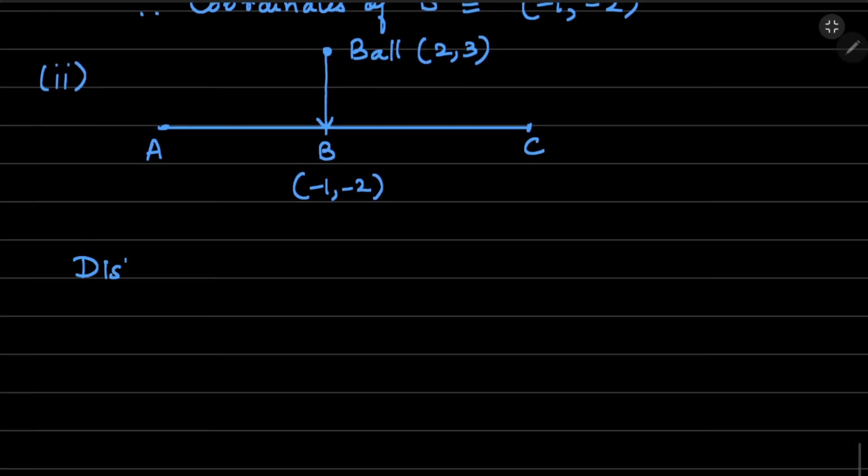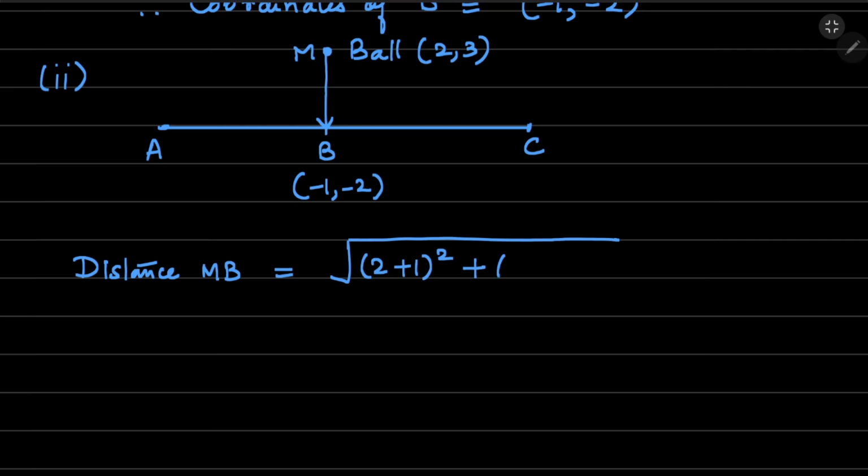So the distance, let this point be, say, M. The distance M to B, that is the distance between the ball and the point B, will be equal to root of x2 minus x1. So you have got 2 minus of -1, that is 2 plus 1, the whole square, plus y2 minus y1, that is 3 minus of -2, the whole square.